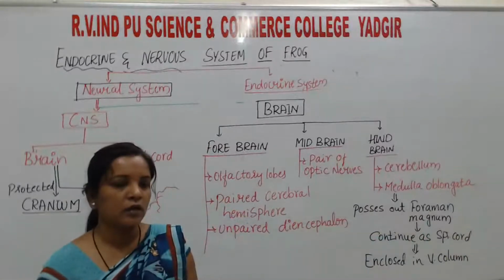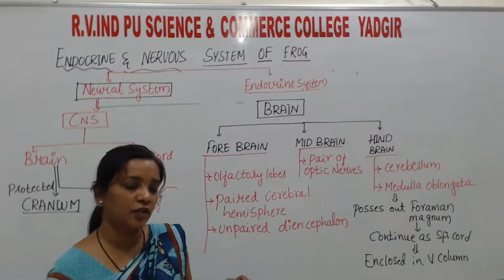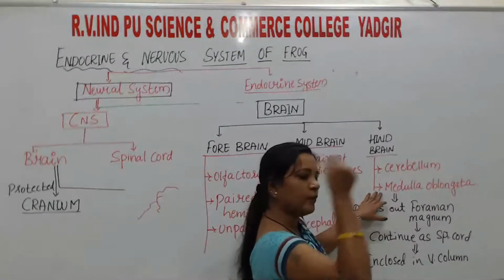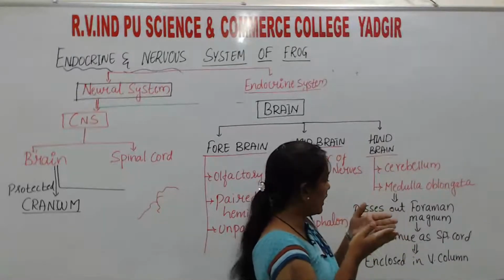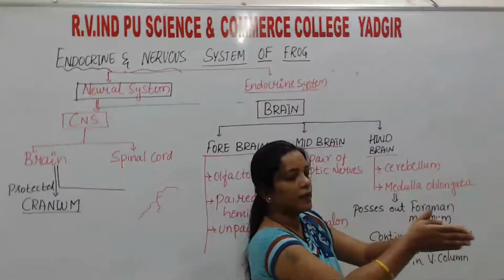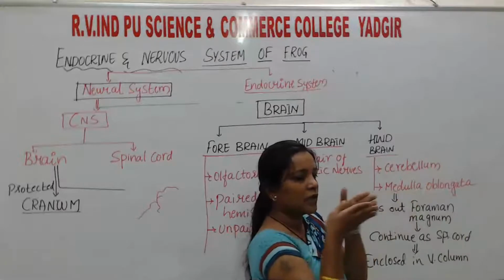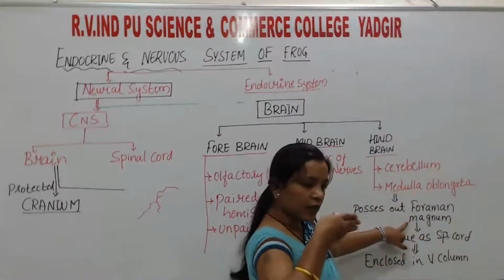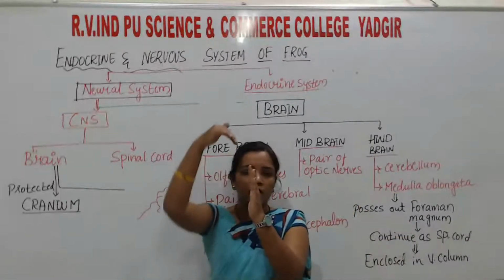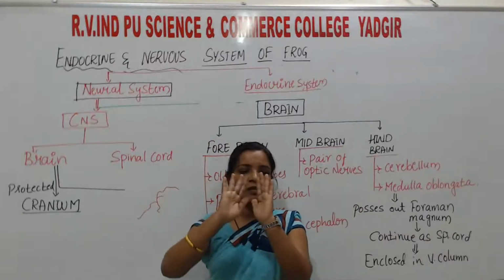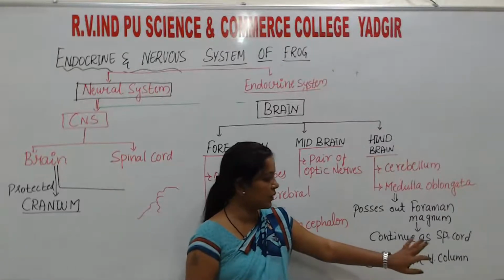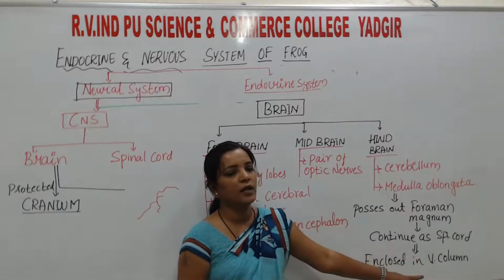So what is going on? Try to understand point-wise each and every point. Medulla oblongata is almost at the back side, which is connected to the vertebral column. So this medulla oblongata will form foramen magnum and enter inside the vertebral column. The foramen magnum will continue into the spinal cord, which is enclosed by the vertebral column.